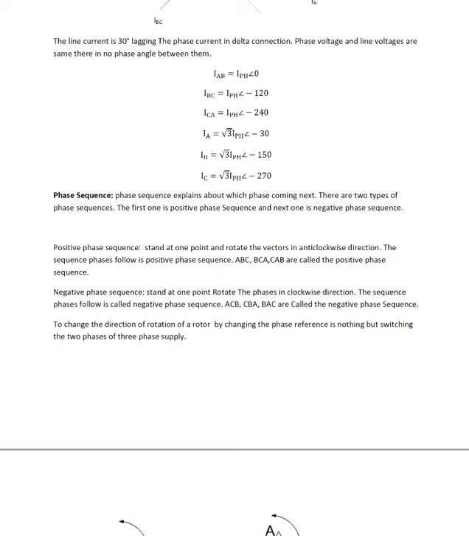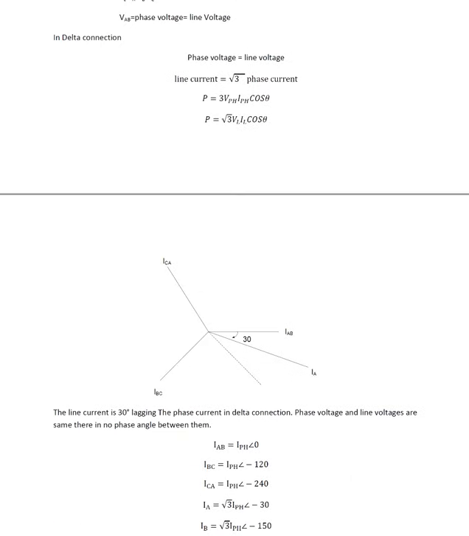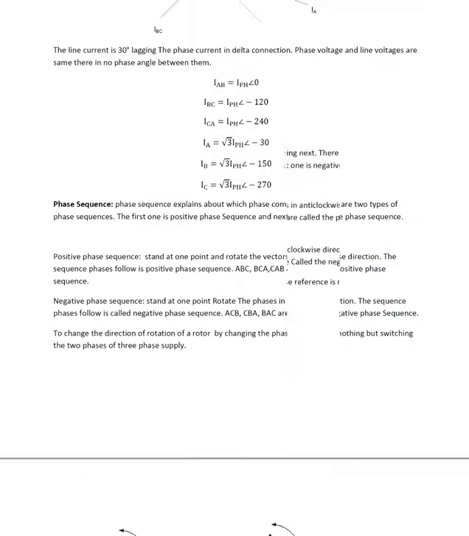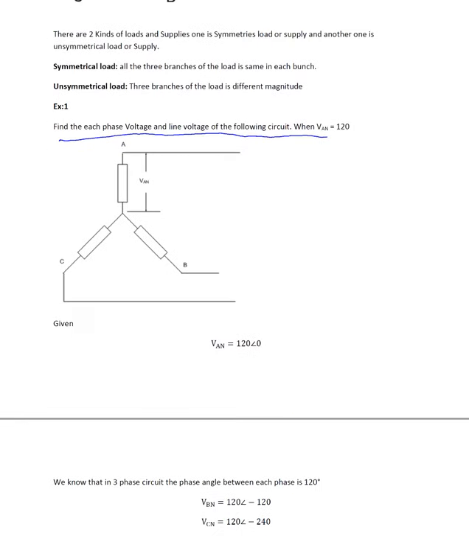Whenever you see VAN without any phase angle, you can take that phase angle as 0. So I have VAN equal to 120 at an angle of 0. One important thing, whenever you see a star-connected source or load, we all know VAB, which is a line voltage, equals square root 3 times phase voltage, which is square root 3 times VAN.